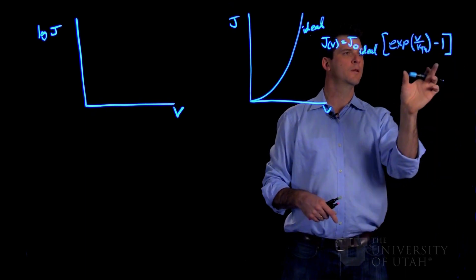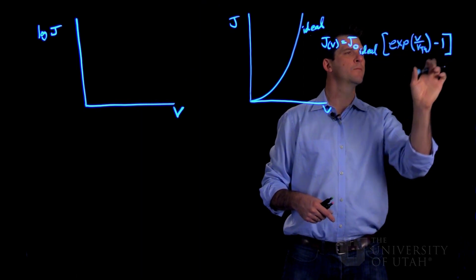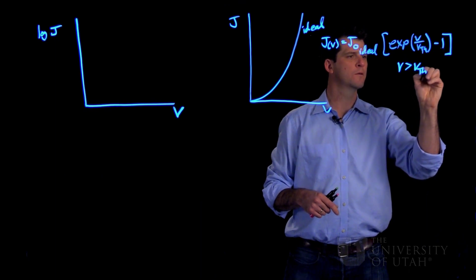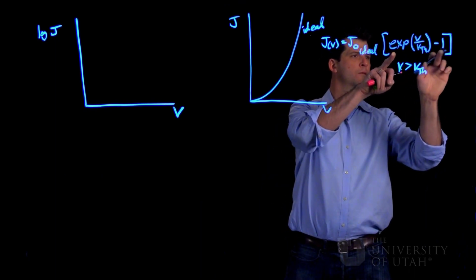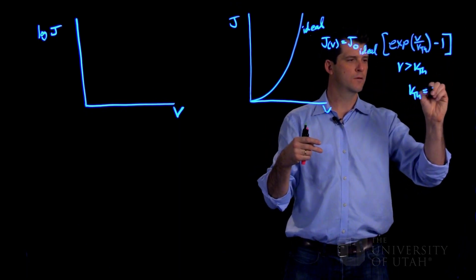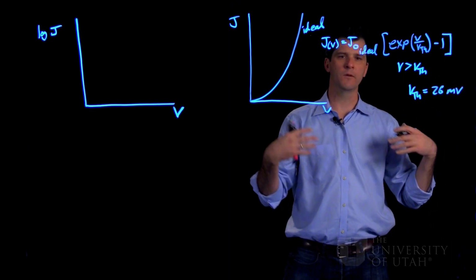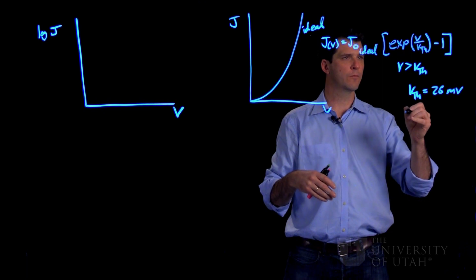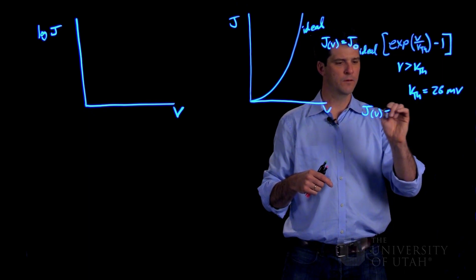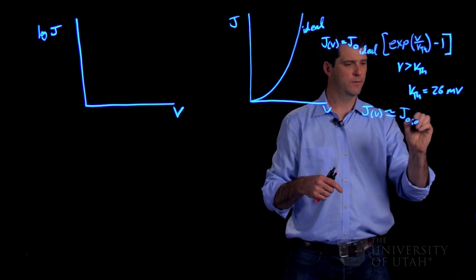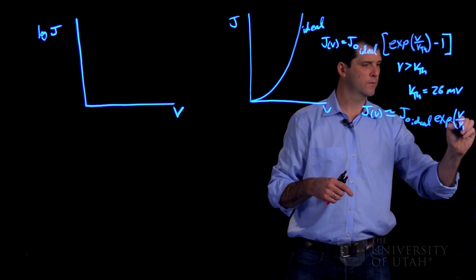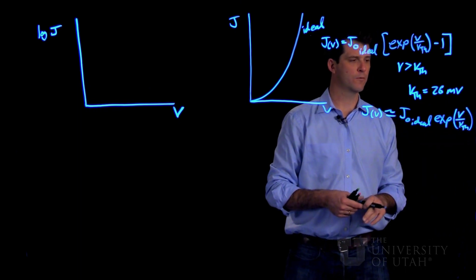So the first thing we want to look at is, can we get rid of this minus 1? And the answer is yes. As long as V is a few times bigger than V thermal, then this exponential is going to dominate over this. So if V thermal at room temperature is 26 millivolts, that means every time we go above 26 millivolts, we're fine, we're safe. And then we can rewrite this as J(V) approximately J naught ideal exponential of V over V thermal, as long as we're in a reasonable forward bias.